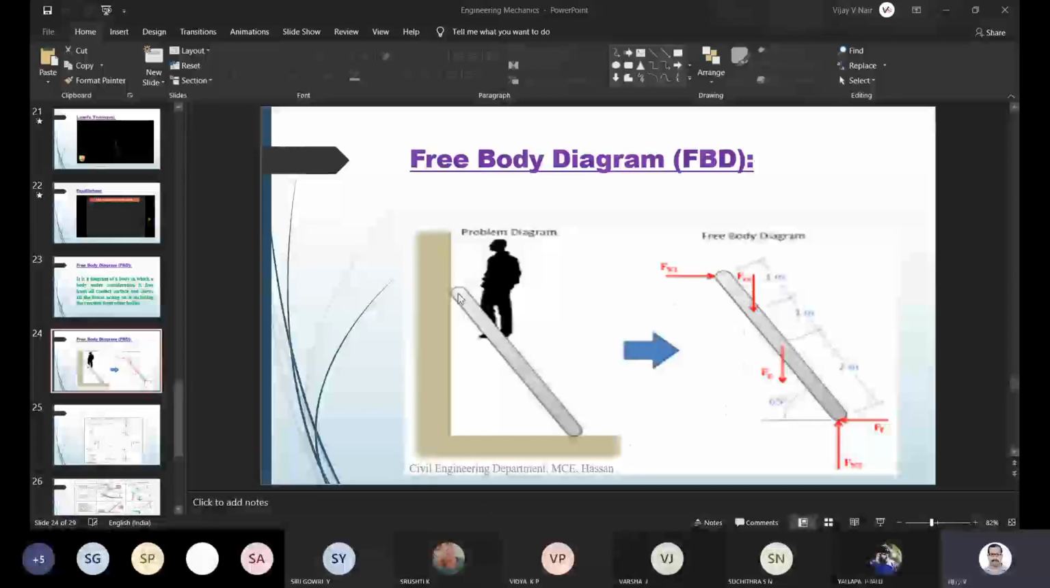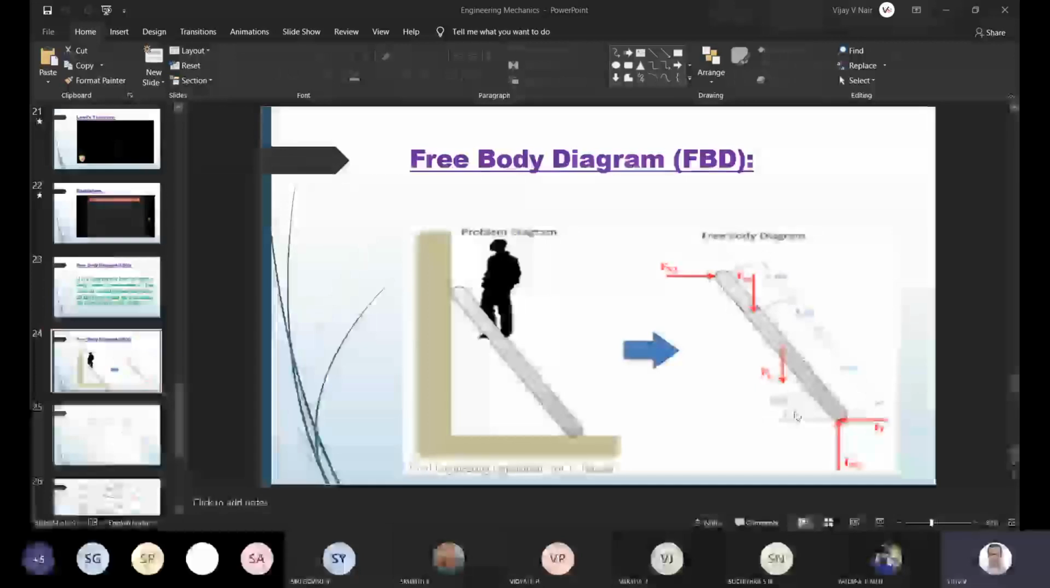And then there is one more thing, that is the self weight of the ladder, that is acting exactly at the centroid or center of gravity of the body, at the center, and that will be acting in a downward direction. Another thing is at what angle that particular ladder is placed. Even that is very important, because that shows the direction of the force, how it will be acting, and that is also essential for resolving the force.